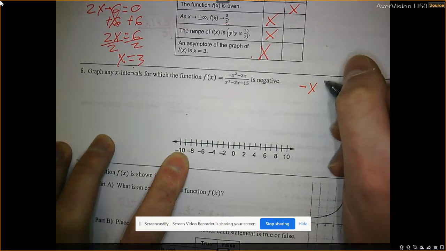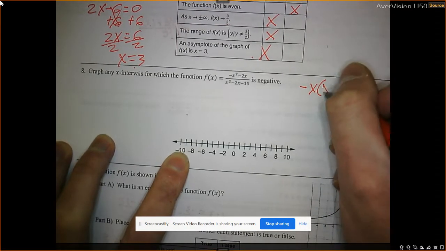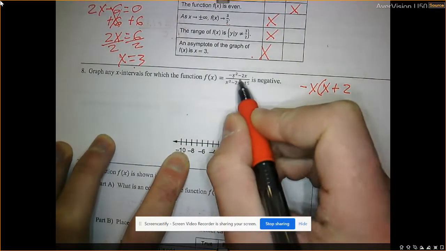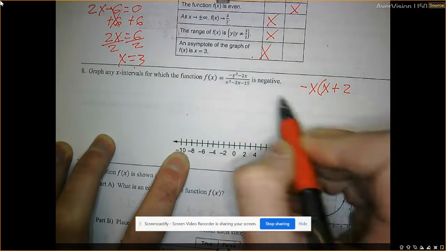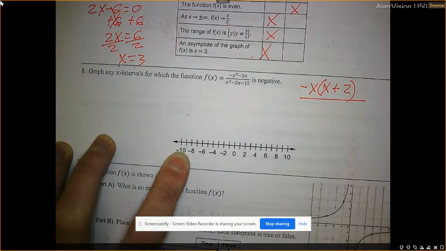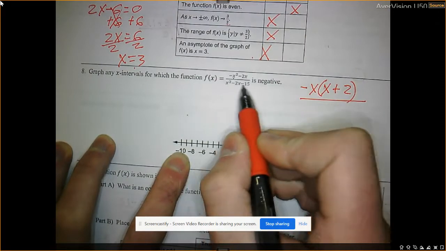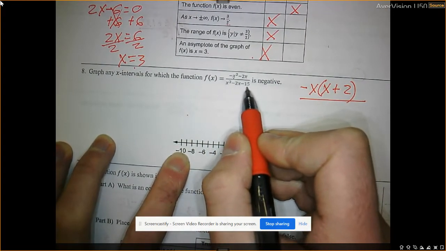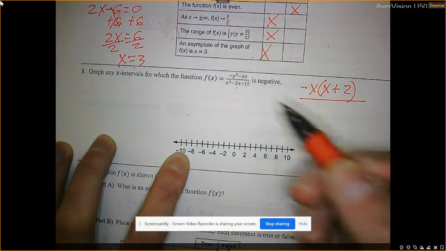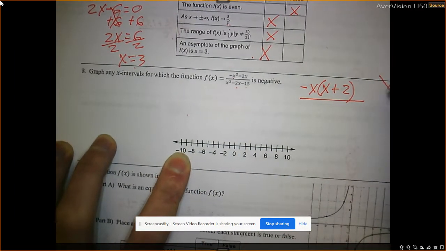You can take out a negative x, or just an x, either or. But when you do that, if you take out a negative x, like I did, then I'd get an x plus 2, because taking a negative x out of negative x squared leaves just an x. Taking a negative x out of negative 2x leaves a positive 2. And then on the bottom, you're thinking, okay, what multiplies to negative 15 and adds to negative 2? Take some time to think, make your crisscross if you haven't.